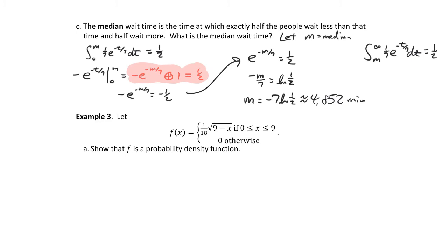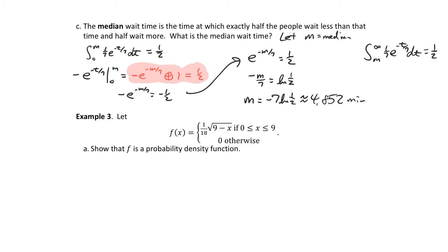But remember, the mean wait time was 7. The median is less than that because somebody could potentially wait 20, 30, 40, 50 minutes. And the larger values you get there, the larger the mean is going to be compared to the median.